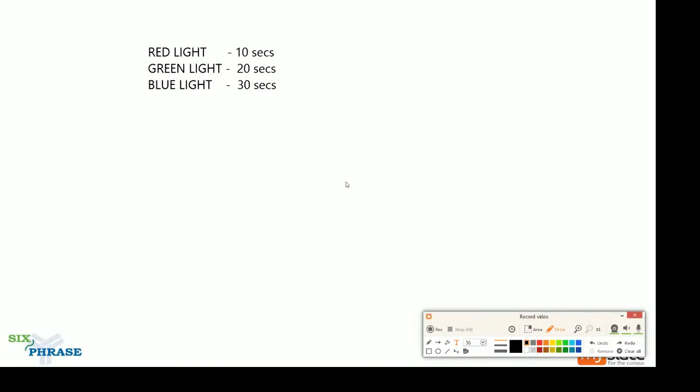So, if the first time it blinks at 10 seconds, the next time it will blink at 20 seconds. The next time it will be 30. Then it will be 40. Then it will be 50, 60, 70, 80, 90, 100, and it goes on like this. Correct? Yes, you agree with me, right?